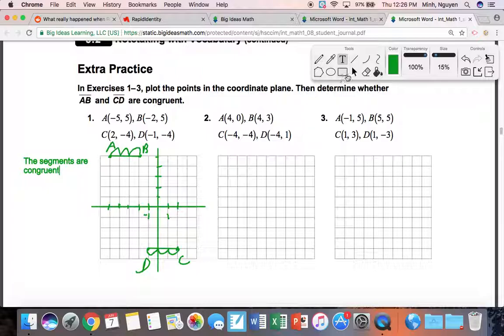You do that the same for 2 and 3. It's honestly just counting. If you have a segment like this, how many units is that? 1, 2, 3, 4, 5, 6. That's just to show you how to count. You're counting up or down, it doesn't matter. You're just counting the number of squares, really. If they're the same, they're congruent. If they're not the same, they are not congruent. That's it.